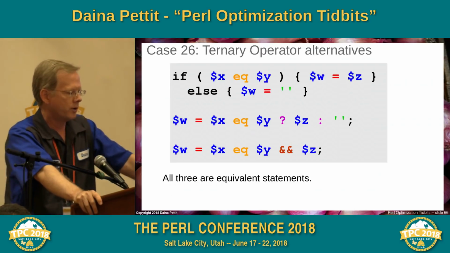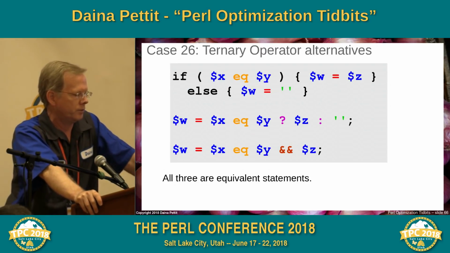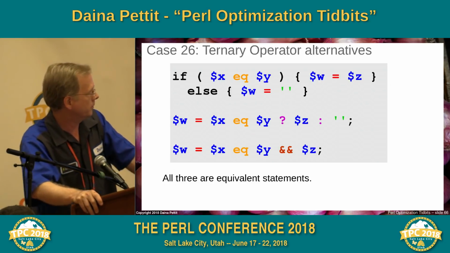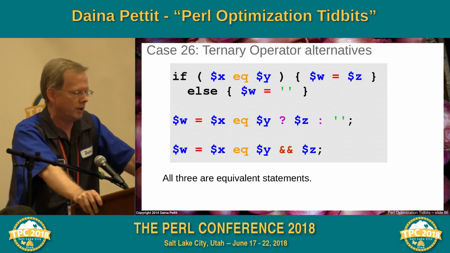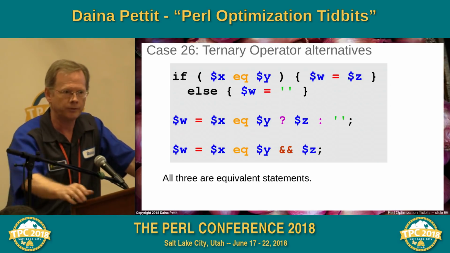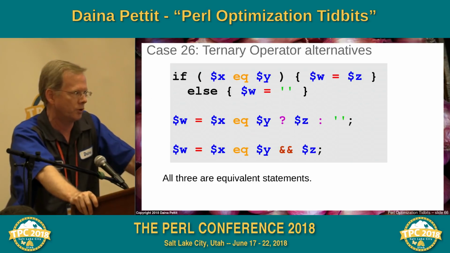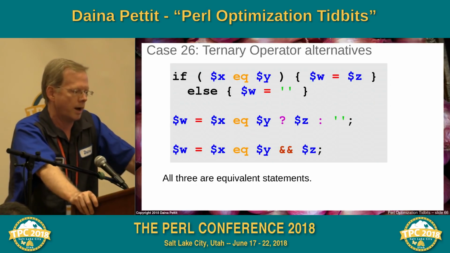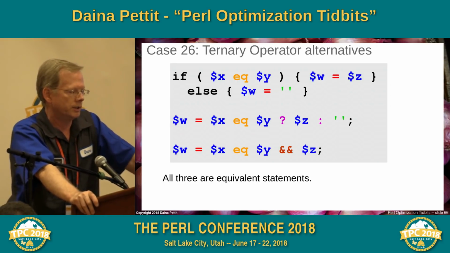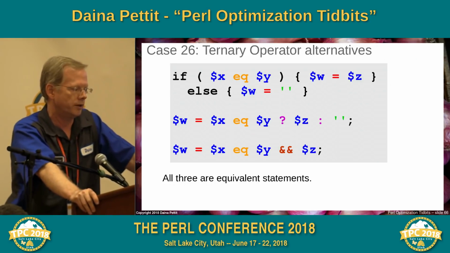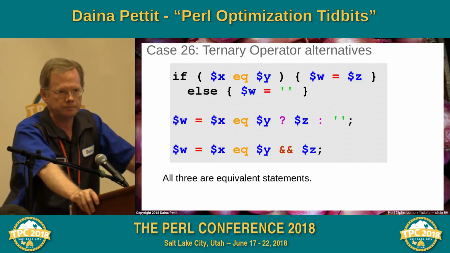Let's look at ternary operator alternatives. I have 3 here, and some of these are kind of obtuse. I don't know that anybody has seen these that much, but they're out there. I actually stole this code from somebody, and it was some production code, so it actually does exist. There are 3 different forms. The idea is that if x is equal to y, that's a string equality test, then we want w to contain z. Otherwise, we want it to have an empty string.